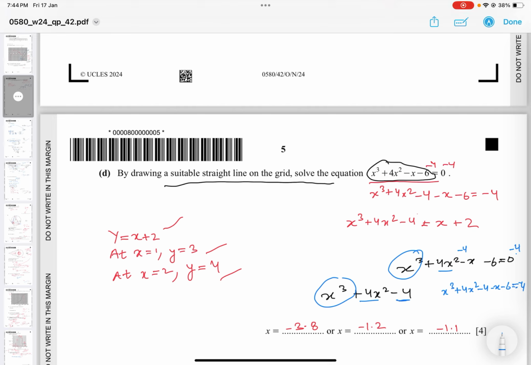See, I've just subtracted 4 from both sides, from the right hand side and left hand side. Okay, so it would be like this one. Now I will take this to the other side. It would be x cube plus 4x square minus 4 equals to minus 4 plus x plus 6. That will result in this one. Now I have two equations. How can I solve it?